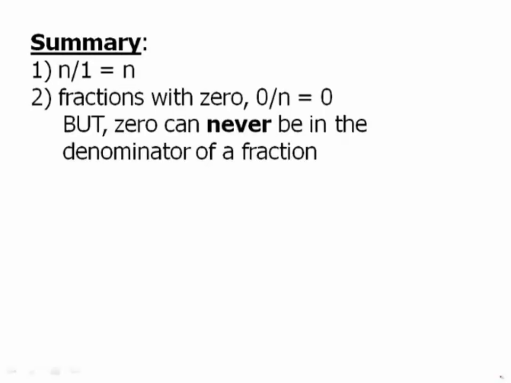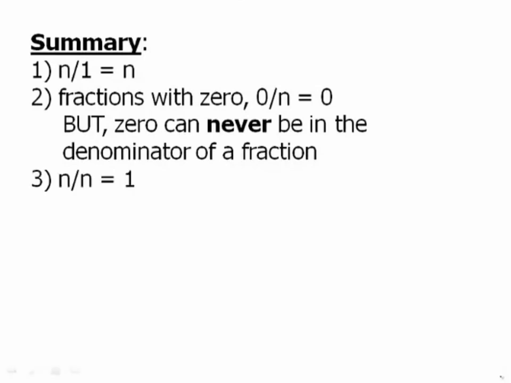In summary, any fraction of the form n over 1 equals n. So in particular, this allows us to write any integer as a fraction, and that turns out to be useful in a variety of circumstances. Fractions with 0, we talked about these. So 0 can be in the numerator, 0 divided by n is 0, but 0 can never be in the denominator of a fraction. That's very important.